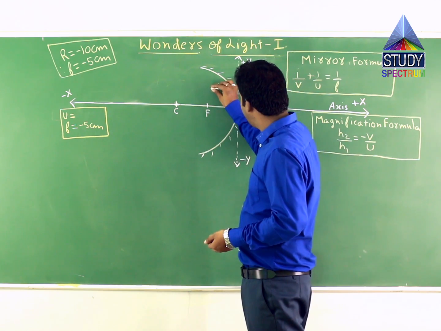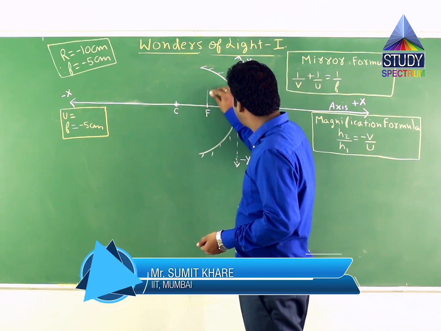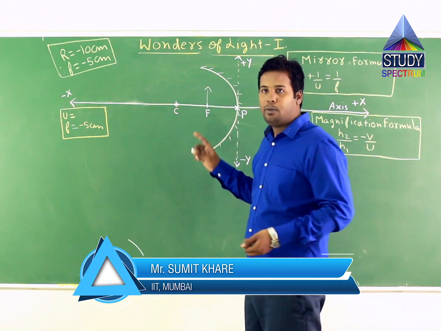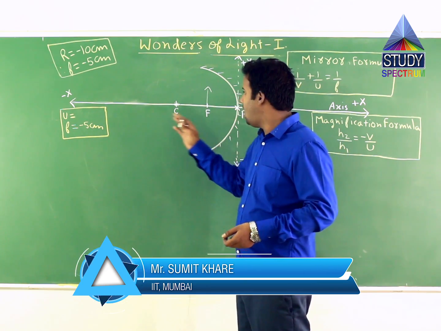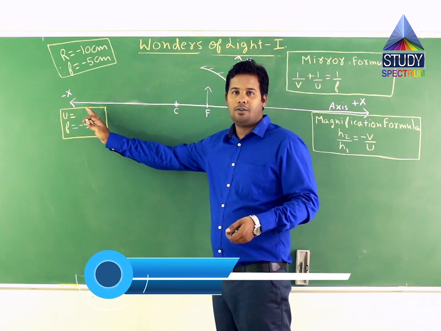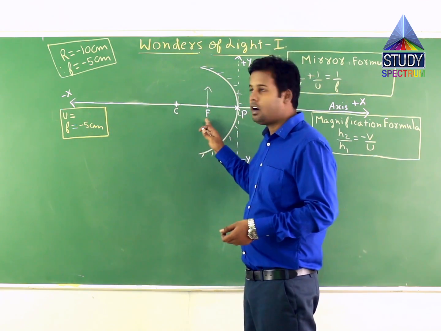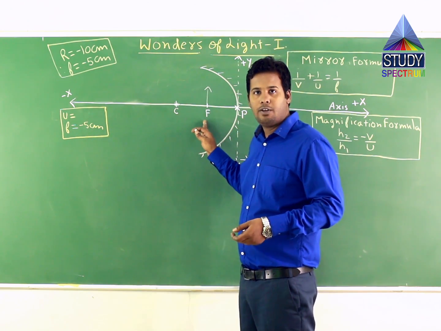The object is placed at the focus point. Suppose this arrow represents the object as in all cases, and we have moved this object from infinity to now at the focus point, which is our fifth case.